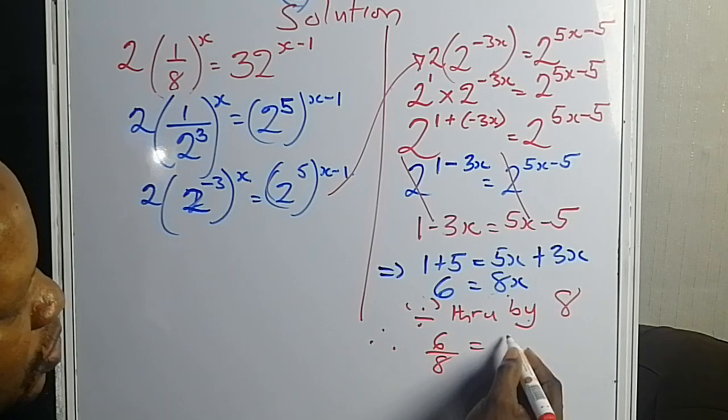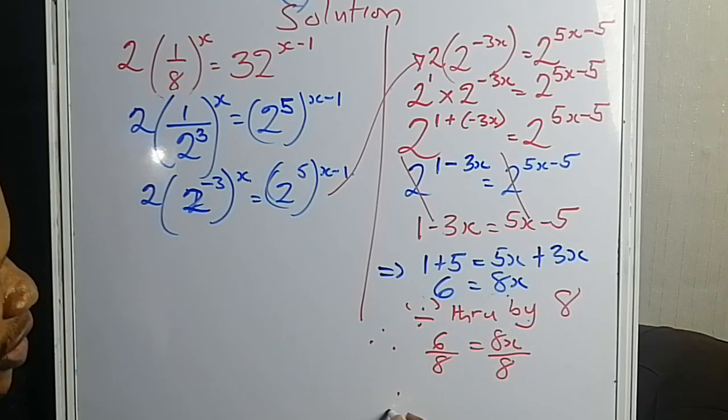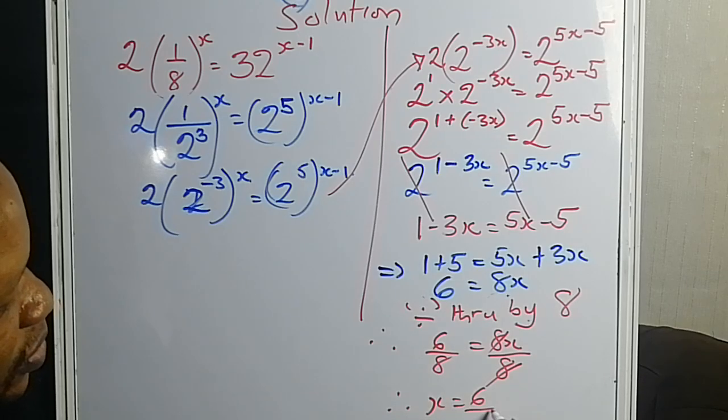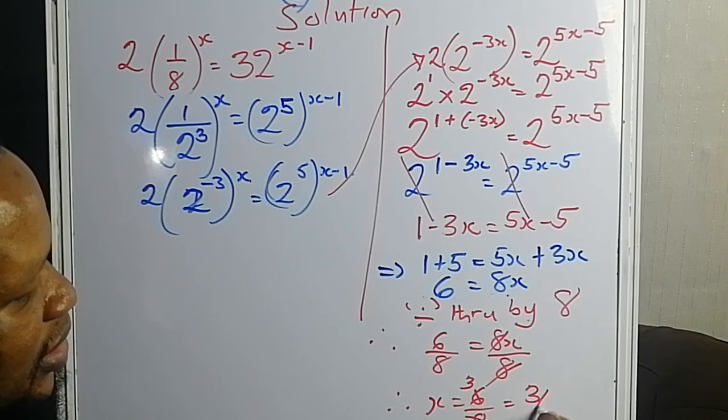So when you divide through by 8, at the end of the day you now have 6 over 8 equals 8x over 8. Therefore, 8 will cancel 8, and x will now be 6 over 8. 2 here, 3. 2 here, 4. Which means that x is equal to 3 over 4.